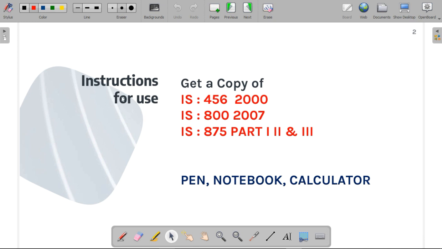So right now we require only four types of IS codes. First one is IS 800 2007 and the others are IS 875 part 1, 2 and 3. Along with that you need a pen, a notebook and a calculator. With the help of IS 800 2007 and IS 875 part 1, 2 and 3 we'll try to design the industrial shed.